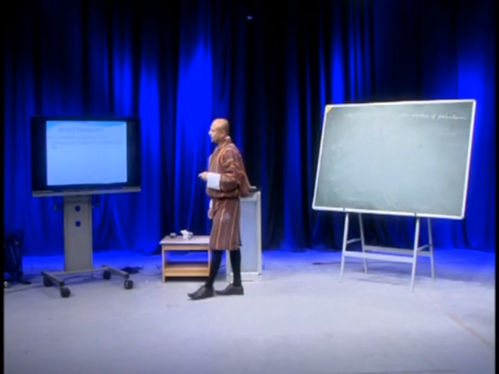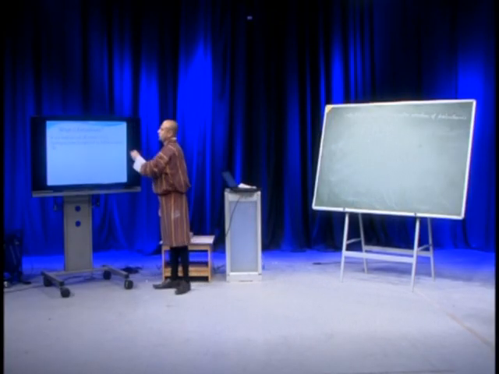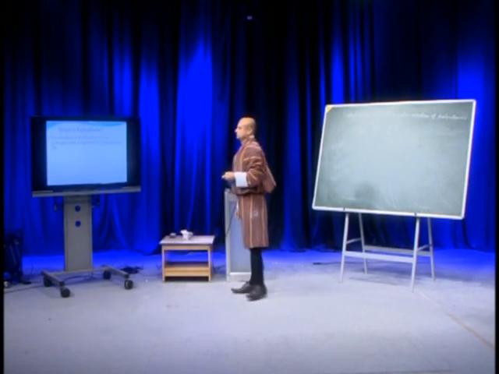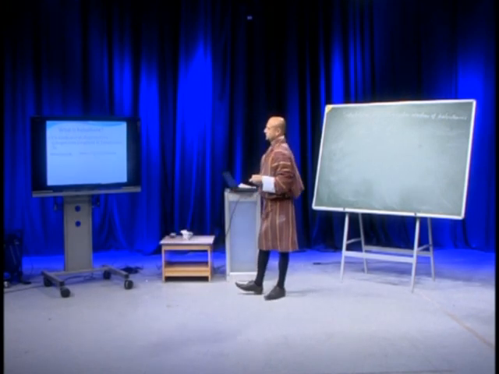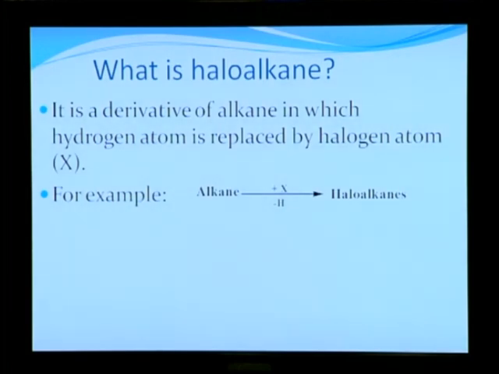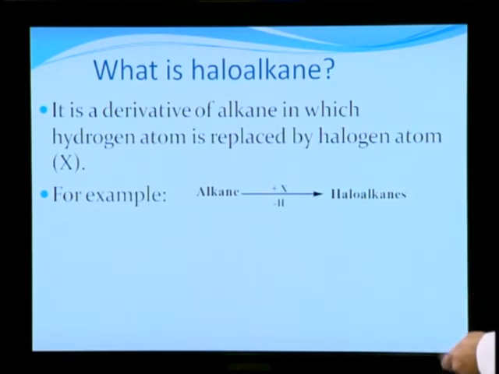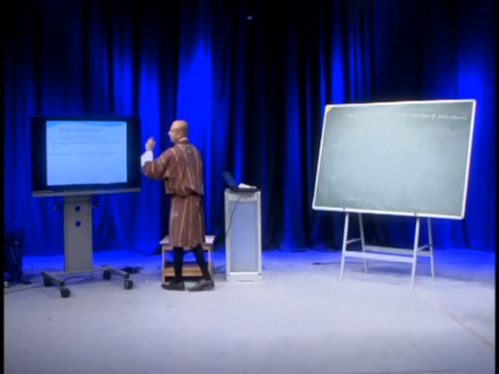Now, to begin with, let's start with this question: what is haloalkane? Haloalkane is a derivative of alkane in which a hydrogen atom is replaced by a halogen atom. Let's look at this presentation. For example, we have an alkane here, we are adding a halogen to the alkane, and we are removing a hydrogen atom from the alkane, thereby getting haloalkanes here.